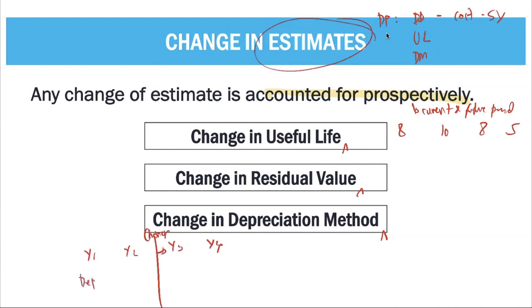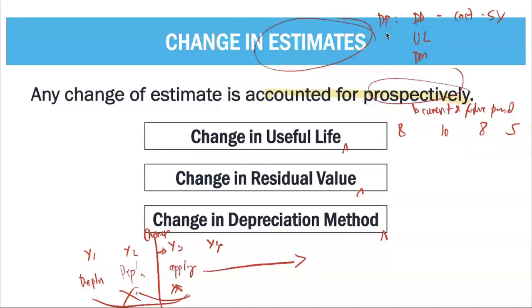So you have depreciation here in year 1 and year 2 based on the old. If there is a change here, either in useful life, in residual value, or in depreciation method, you only apply it here in year 3 until the subsequent period. But you will not apply it in year 1 and year 2, because when we say prospectively, you apply only the change in estimate for the current and future periods.